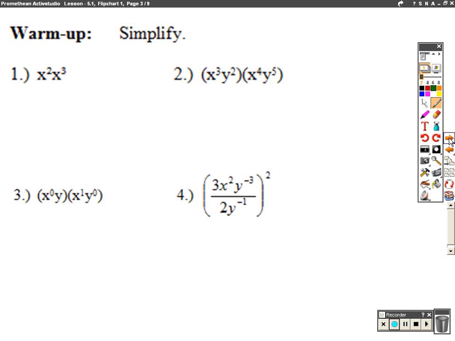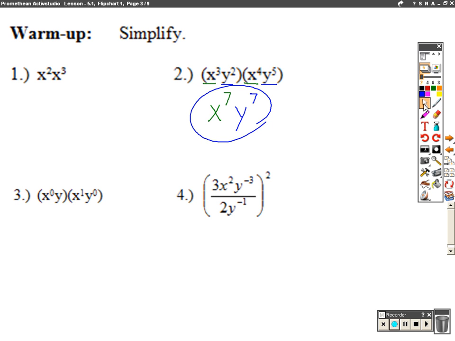Numbers 1 through 4, I'll walk through one of them with you right here. Number 2, x cubed times x to the 4th. When you're multiplying like bases, you add the exponents, so you get x to the 7th. Y to the 2nd times y to the 5th. Again, add the exponents, you get y to the 7th.